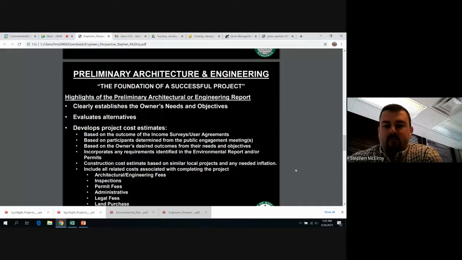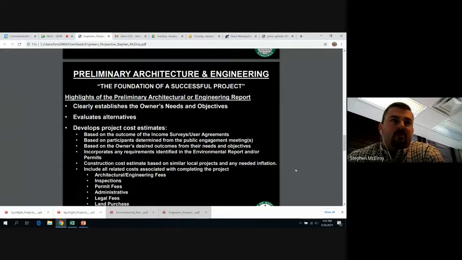Within the report, of course, you develop detailed project cost estimates, and this can be based on the income surveys and user agreements, if it's a utility project, and number of connections and so forth. If it's a downtown revitalization project or a housing rehab project or community rehabilitation project, how many participants. Again, this is based on the owner's desired outcomes for their needs and objectives.